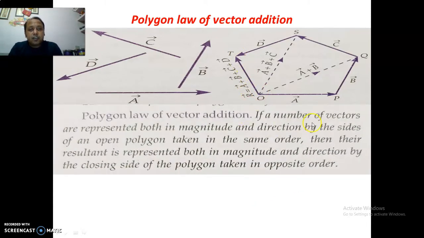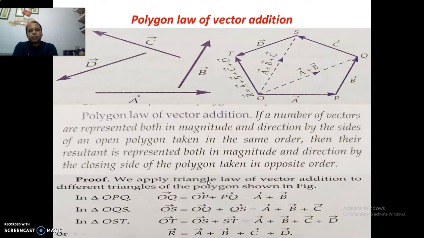So we can say here, if a number of vectors are represented both in magnitude and direction, you can see here vector A, vector B, whatever are the directions and whatever is the magnitude, the same magnitude and directions are taken here. Like vector B, same direction. Vector C is here, it is also taken in the same direction, same magnitude. So if the number of vectors are represented both in magnitude and direction by the sides of an open polygon taken in the same order, that is very important, it has to be taken in the same order, then their resultant is represented both in magnitude and direction by the closing side of the polygon taken in opposite order. This is the opposite order we are considering here. Now we can prove it also.